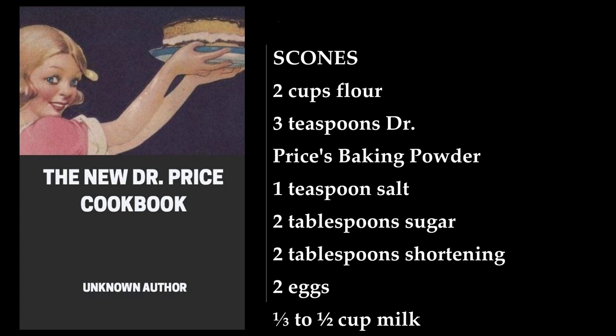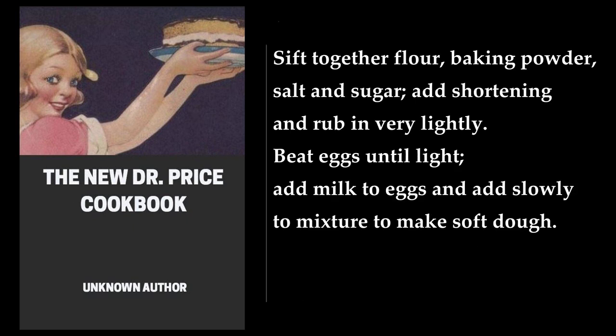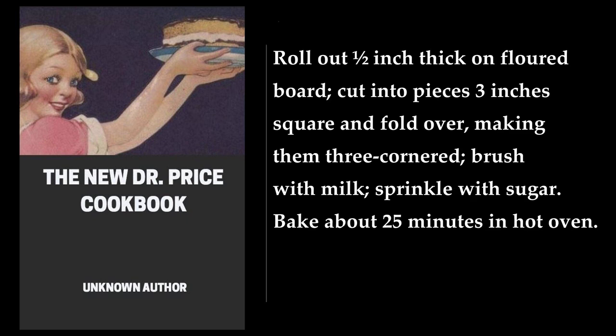Scones. 2 cups flour. 3 teaspoons dry baking powder. 1 teaspoon salt. 2 tablespoons sugar. 2 tablespoons shortening. 2 eggs. 1/3 to half a cup milk. Sift together flour, baking powder, salt and sugar, add shortening and rub in very lightly. Beat eggs until light. Add milk to eggs and add slowly to mixture to make soft dough. Roll out 1/2 inch thick on floured board, cut into pieces 3 inches square and fold over, making them three-cornered, brush with milk, sprinkle with sugar. Bake about 25 minutes in hot oven.